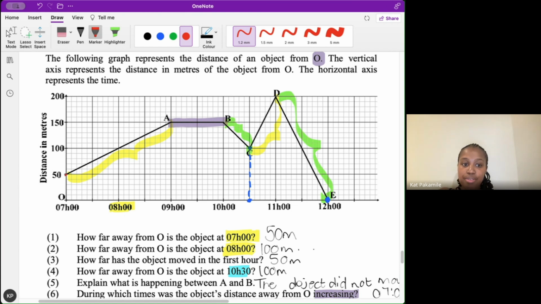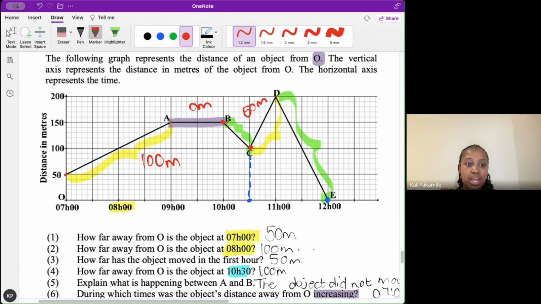So it went from 50 to 150. So it only moved 100 meters. Great. And then it stood still. So it moved 0 meters here. Okay. But then it moved again. It was at 150 meters and it moved to 100 meters. So how much did it move? It moved 50 meters. Okay.